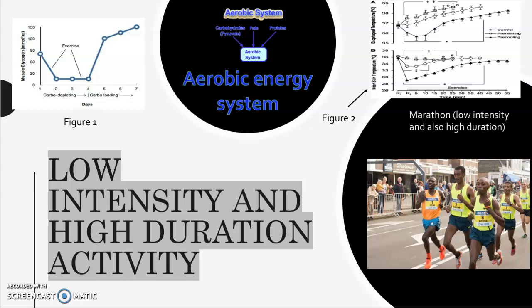RER, which means the respiratory exchange ratio, is the ratio between the amount of carbon dioxide produced and the amount of oxygen used. This is worked out by the amount of carbon dioxide that leaves every minute divided by the amount of oxygen that enters the body every minute.